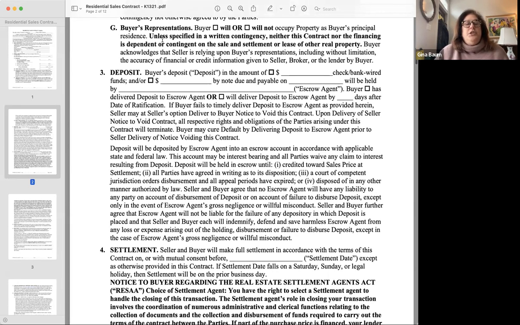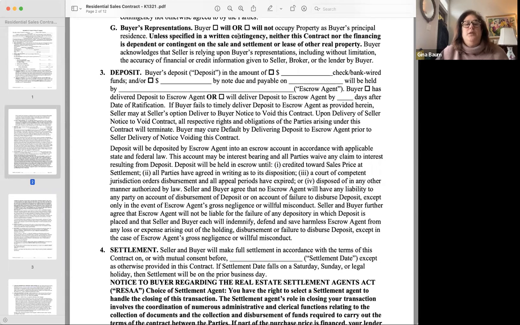Okay, paragraph G, very important here, and it's important because people who are going to reside in their homes get lower interest rates than investors. So the buyer will or will not occupy a property as buyer's principal residence. Unless specified in a written contingency, neither this contract nor the financing is dependent or contingent on the sale and settlement or lease of other property.